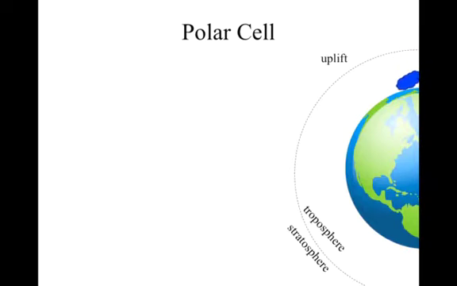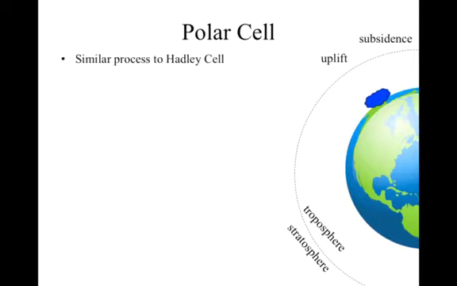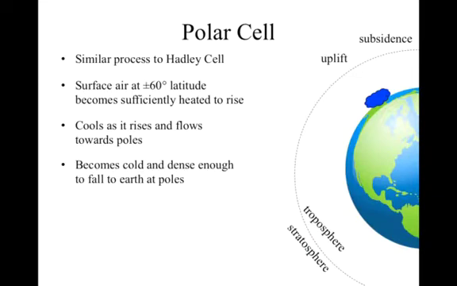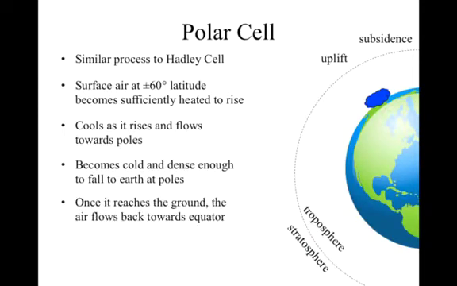And then we get again that area of subsidence where that moving cold air is actually heavier and colder than the air around it, and it falls down. And then, just like with the Hadley cell, that air at the surface slides back down to where it started, and the whole process repeats in the polar cell. So again, the polar cell is driven by very similar processes to the Hadley cell. The surface air at 60 degrees latitude, both north and south, becomes heated and rises. It cools as it rises, and then it flows towards the pole. Once it's cold enough and dense enough, it falls back to Earth. And then as it hits the ground, it runs back down towards the equator until it reaches that 60-degree latitude and repeats the cycle.